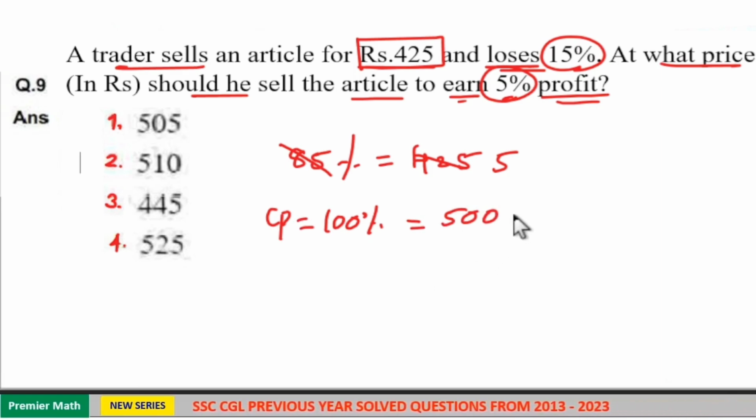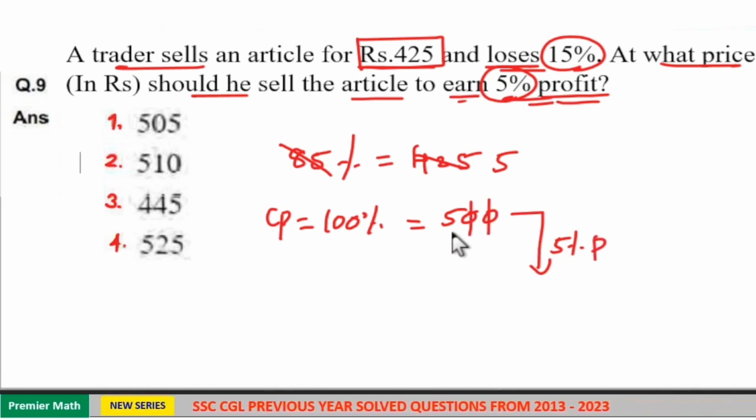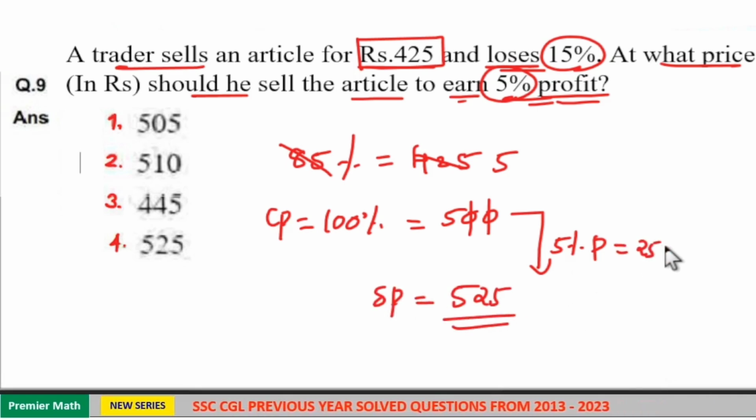If 500 rupees is the cost price, we need 5% profit here. 5% profit means 10% of 500 is 50, 1% is 5. So 5% is 5 into 5, 25, which gives 525 rupees as the sell price. Option 4 is your answer.